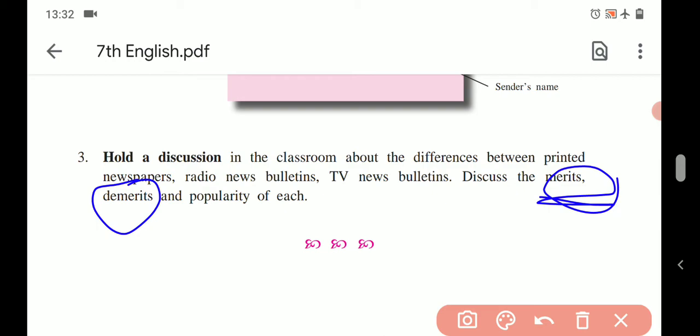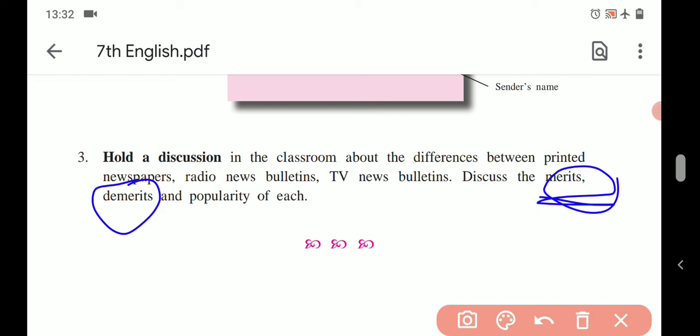The newspaper. What is the benefit of a newspaper? The pages can be saved properly. Merit, demerit. No proper visualization is done, right? If we think of radio, it is only audible, not visible. So, thinking of this, we can say it is a demerit.